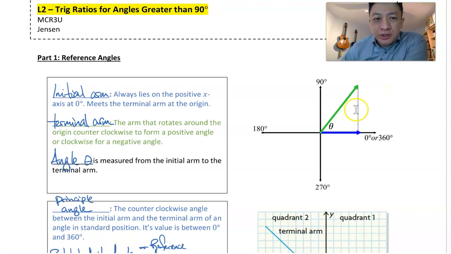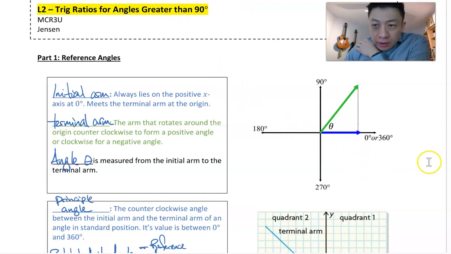This is Mr. Chang here, and I'm reaching out from my home to deliver a lesson on trig ratios for angles greater than 90. So let's have a look at this recording and let's go through it.